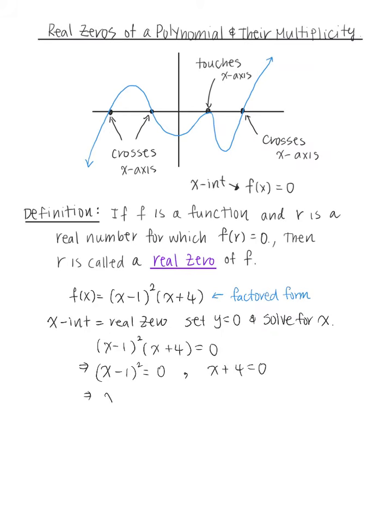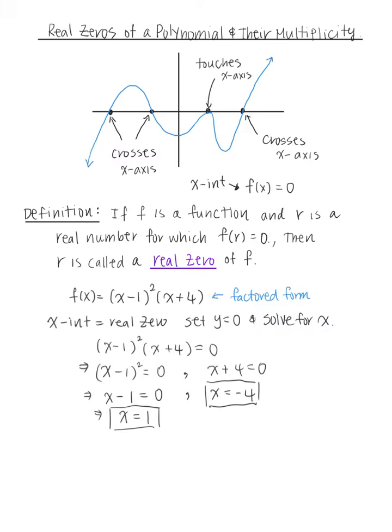So that implies that x minus 1 equals to 0. So x equals to 1 is an x-intercept, or the real zero of f. And then also x equals to negative 4 is also an x-intercept, or the real zero of our function f of x. So it's much easier if you're given the factored form to find the zeros of the polynomial.